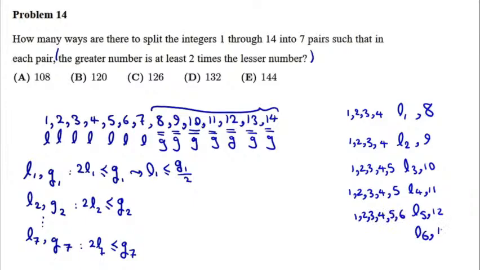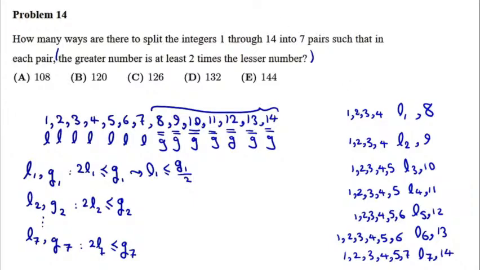L6 and 13. L6 can be 1, 2, 3, 4, 5, 6. And the last one, L7 and 14. L7 can be 1, 2, 3, 4, 5, 7. Okay, so let's analyze this.